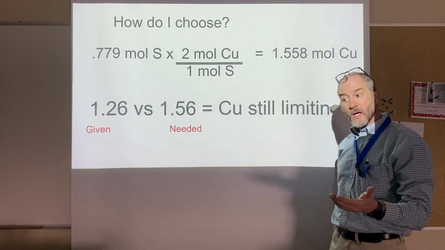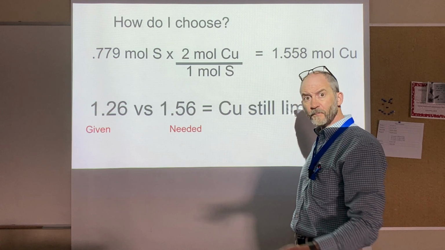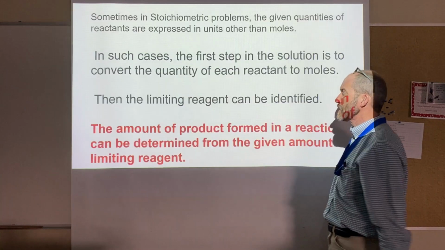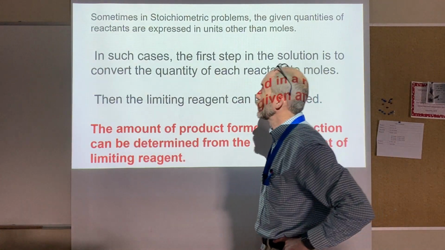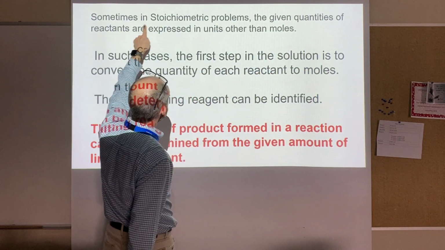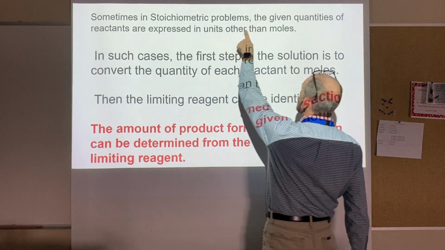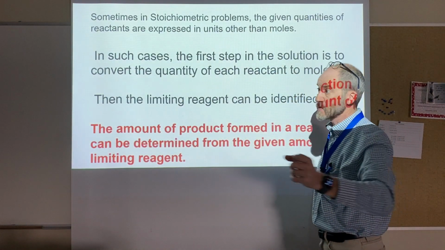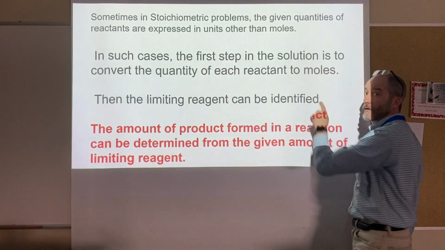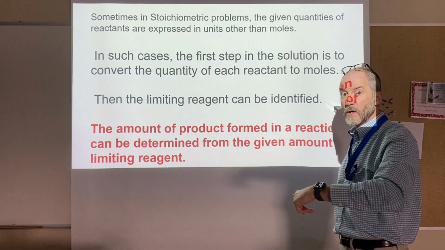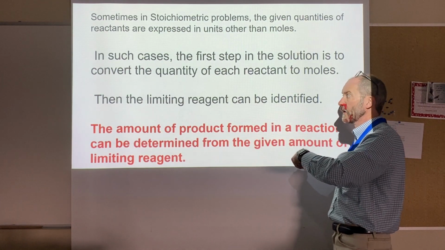So in this particular case, you were able to calculate which one was the excess and which one was the limiting. Go back to your statement. We're almost finished for today. Sometimes in stoichiometric problems, the given quantities of reactants are expressed in units other than moles. Yours was in grams. In such cases, the first step is to convert to what? To moles. So that's what you did. You converted from grams of given, okay, to how many moles you were given.